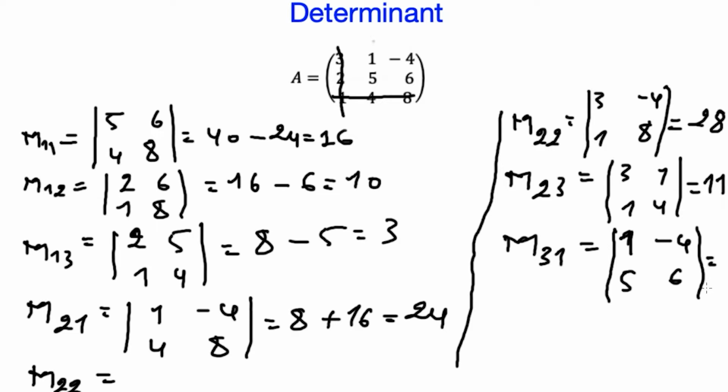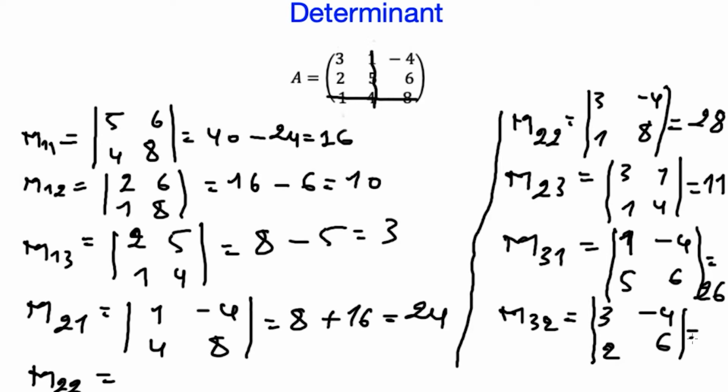So this is 26. And M32, which is this entry here, 4, so let's delete this row and this column, and it will be 3, 2, minus 4, and 6, which equals 3 times 6 is 18, plus, because here minus minus is plus 8, so it is 18 plus 8, which is 26 also.